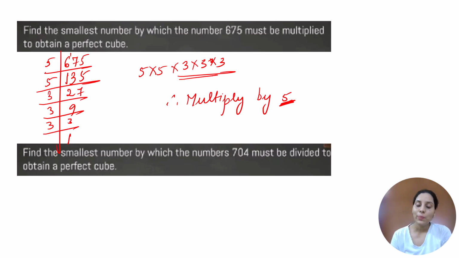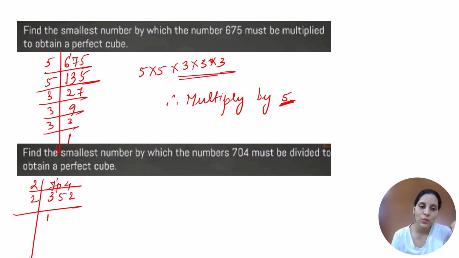Find the smallest number by which the number 704 must be divided to obtain a perfect cube. So 704. Again, let us find the prime factors. 2 3s are 6, 2 5s are 10, 2 2s are 4, 2 1s are 2, 2 7s are 14, 6. Now 2 88s are 176, 2 44s are 88, 2 22s are 44, again 2 11s are 22.